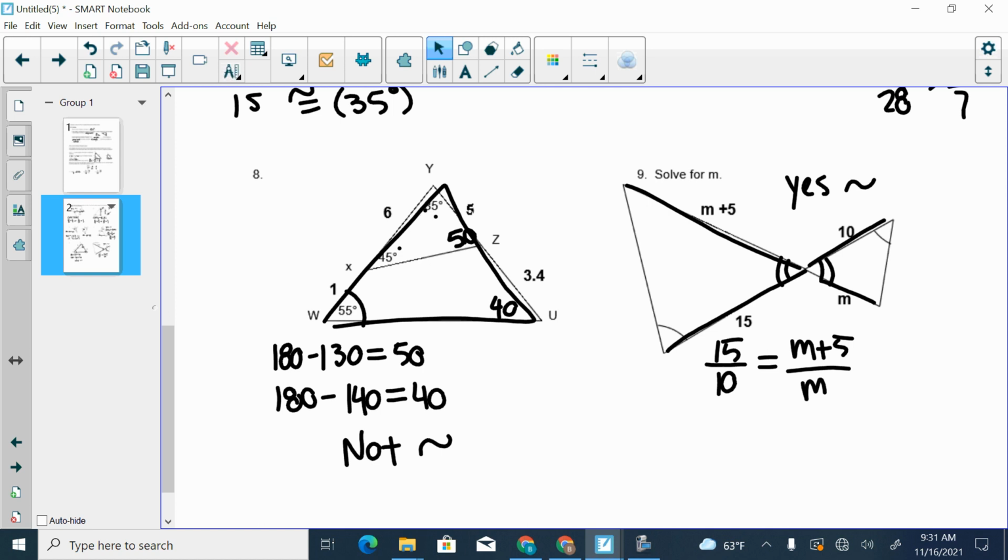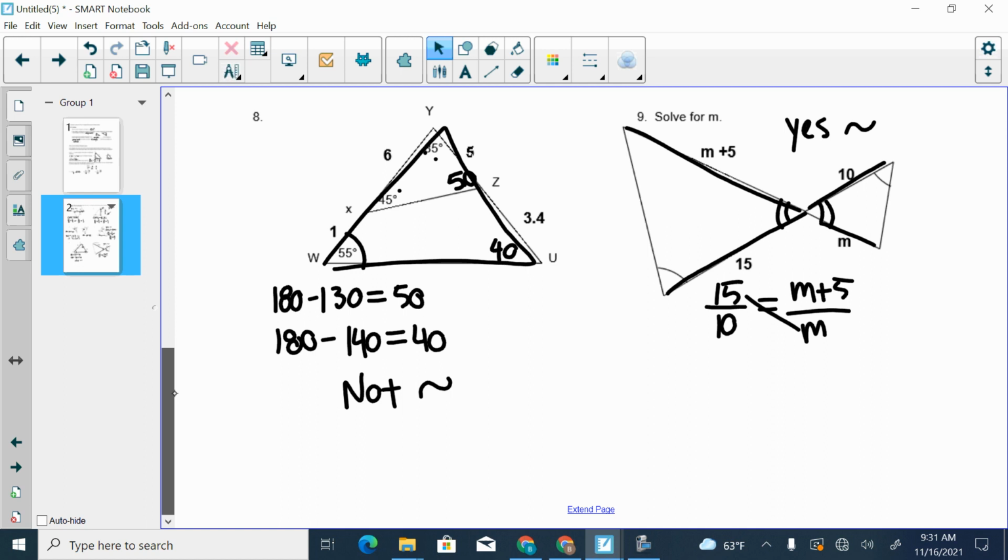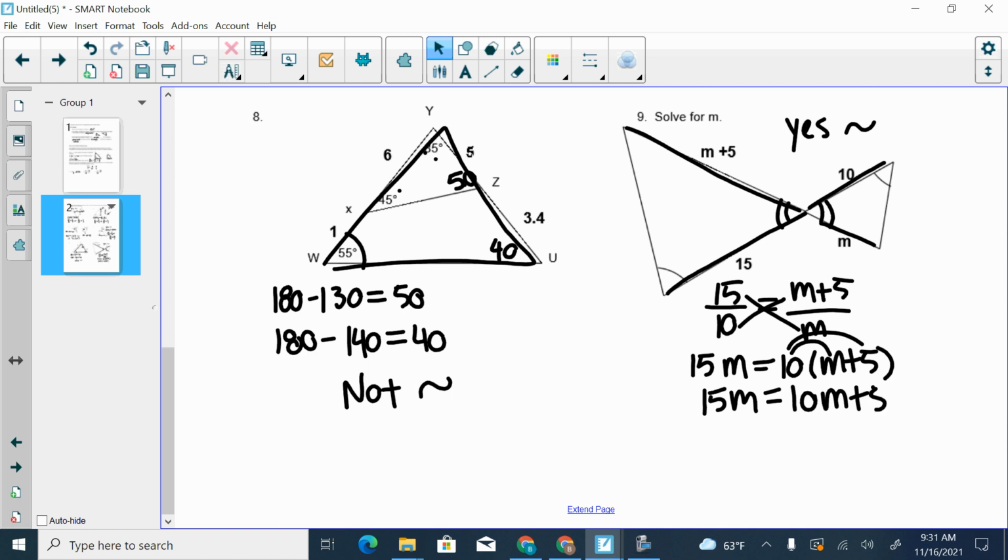So if we multiply this direction, we're going to get 15m, and if we multiply this direction, we'll have 10 times m plus 5, which we will have to distribute the 10 into the parentheses and end up with 10m plus 50 over here on that side. And then we would just solve the equation. So we would subtract 10m, which would leave us with 5m equals 50. Therefore, m must be 10.